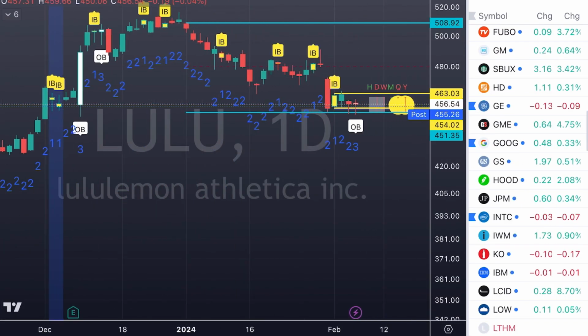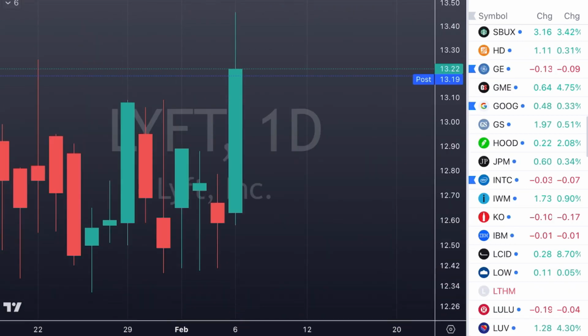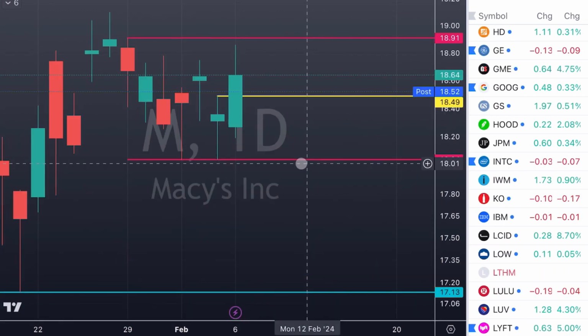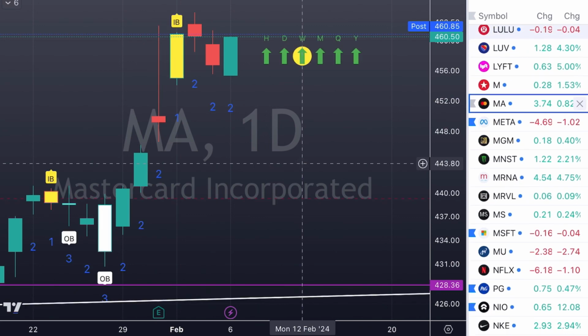Lululemon, if we look at this, this is a more higher price, but we went outside bar today, so nothing there. Lyft, one of the ones I gave out yesterday, guys. Look, broke the daily, broke the weekly. What a run from Lyft. Macy's, nothing there. Okay, I got to take these off so they are no longer on the list.